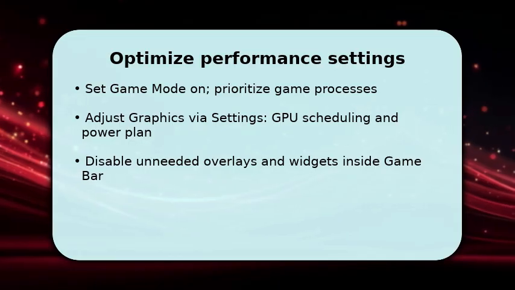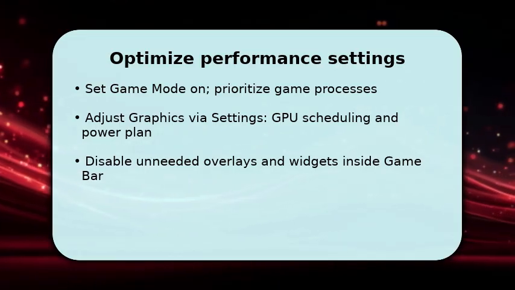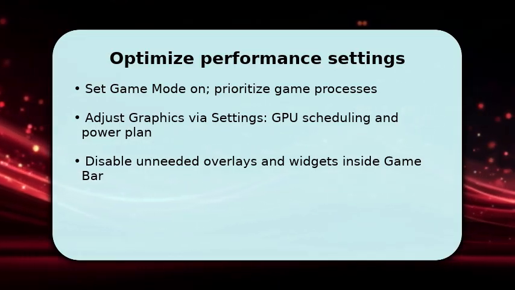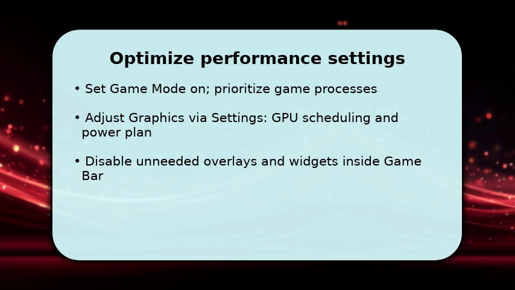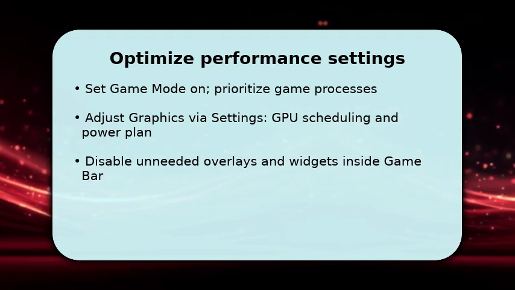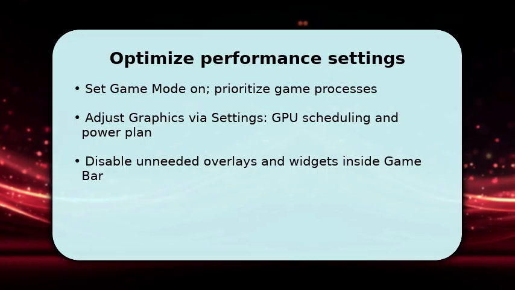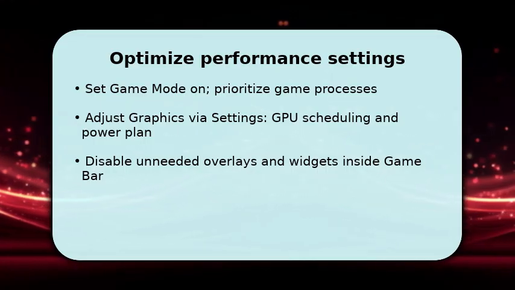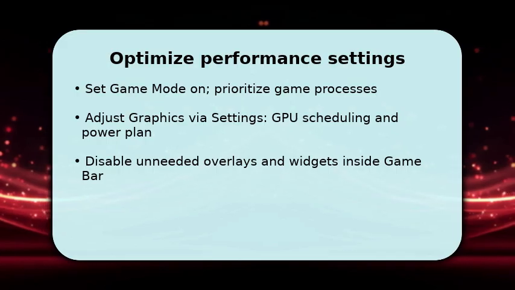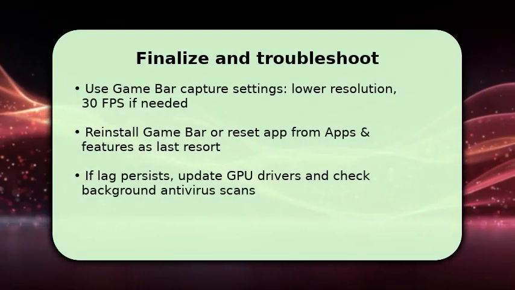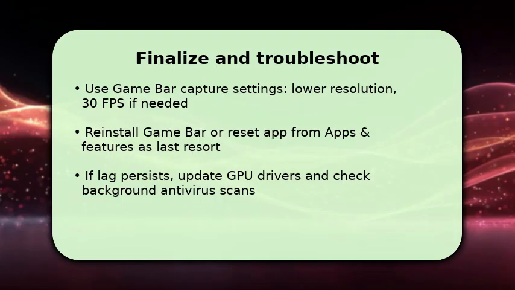Inside Xbox Game Bar, disable non-essential widgets and overlays so only recording or the widget you need remains active. Once these changes are in, test performance with a short recording to confirm lower CPU spikes, and you finish by tuning capture settings, lower resolution or cap to 30 FPS to cut encoding load.